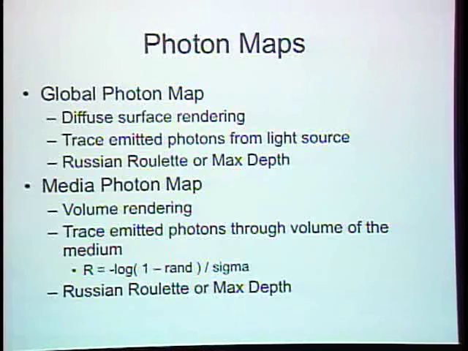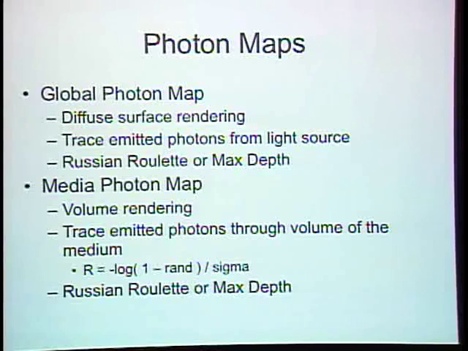The global photon map was created in the pre-processing stage. Photons were emitted from the light source and traced through the scene. And those photons, when they hit a surface, were added to the global photon map.